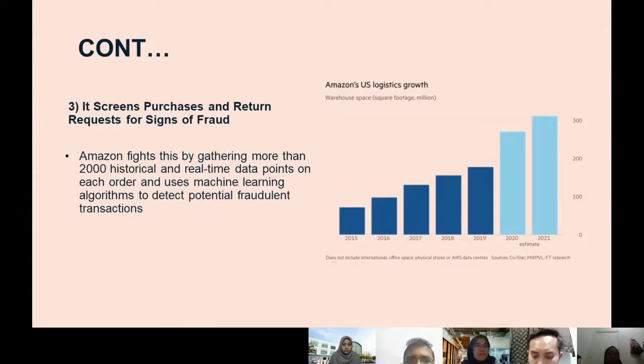Amazon fights this by gathering more than 2,000 historical and real-time data points on each order and using machine learning algorithms to detect potentially fraudulent transactions. And this graph shows the increasing sales of Amazon in the US. The estimation for 2020 and 2021 is increasing year by year.